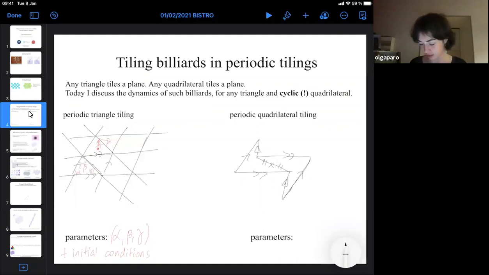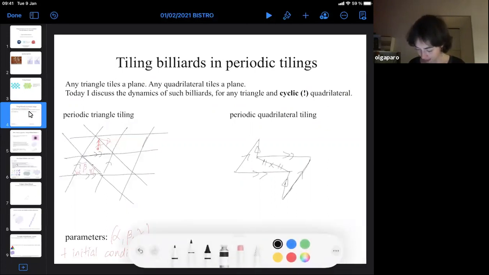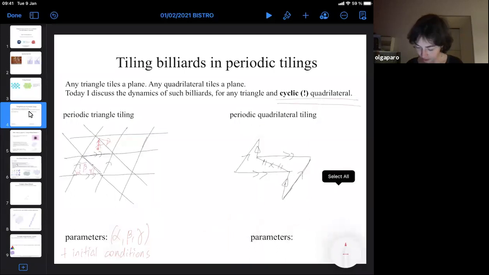So you see that there are more parameters in the system. But today we will look at the subclass of periodic quadrilateral tilings. We will look at cyclic quadrilaterals, those that are inscribed in circles. Of course, nothing and nobody would prevent you from studying tiling billiards in other periodic quadrilateral tilings, like a parallelogram tiling, for example. But I have no idea what happens for these systems, even for parallelograms. So I won't discuss it, but I think it's a very interesting question.